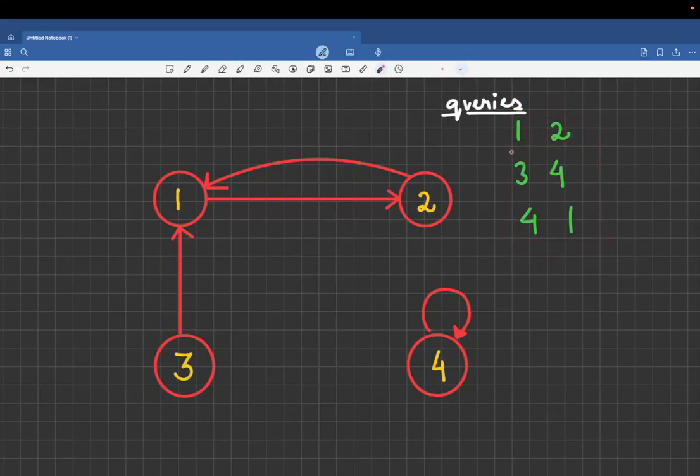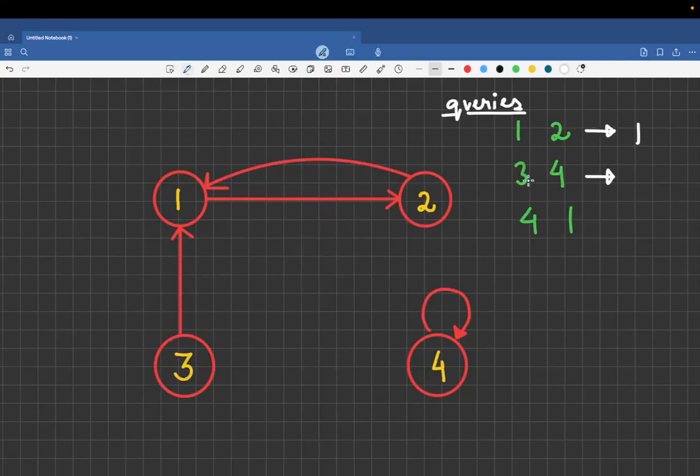So let's try to answer these queries. First is planet 1 and it is getting teleported 2 times, right? After one teleport, planet 1 will reach planet 2 and the second time it will reach planet 1. So the answer to the first query will be planet 1.